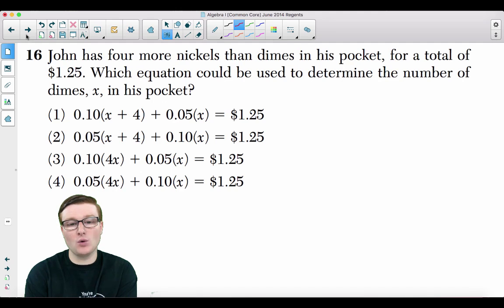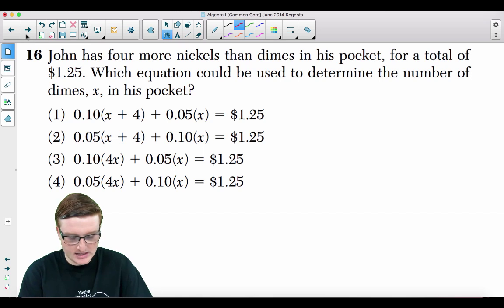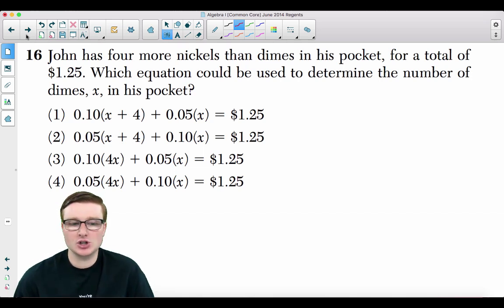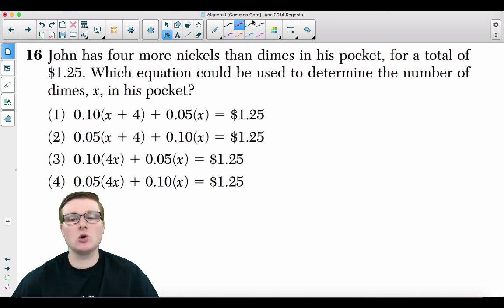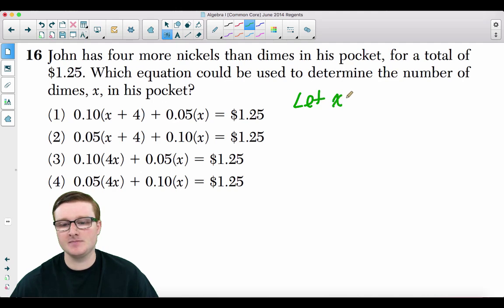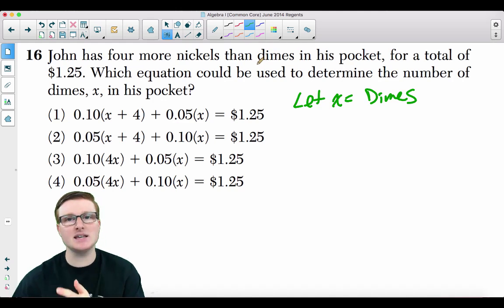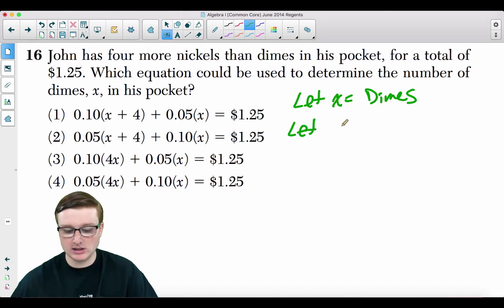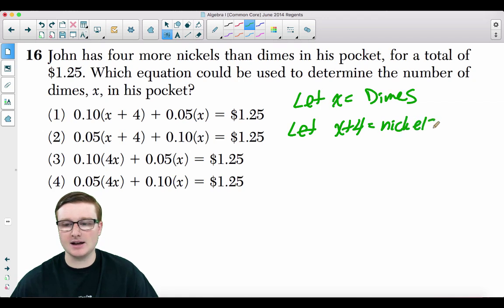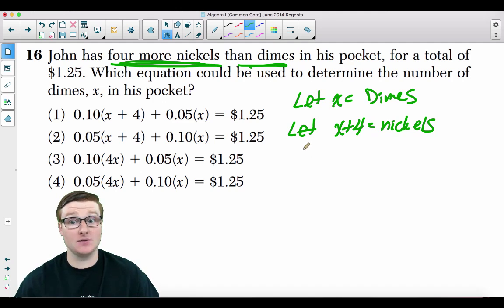Number 16. John has 4 more nickels than dimes in his pocket for a total of $1.25. Which equation could be used to determine the number of dimes x in his pocket? I'm going to set up what are called let statements. I'm going to let x equal dimes, because this question is based off of the amount of dimes. Now I'm going to let x plus 4 equal the nickels in his pocket, because John has 4 more nickels than dimes. Dimes is x, nickels is x plus 4.